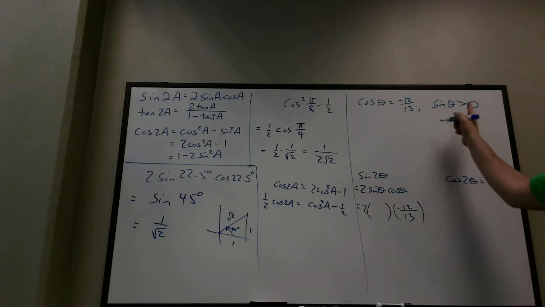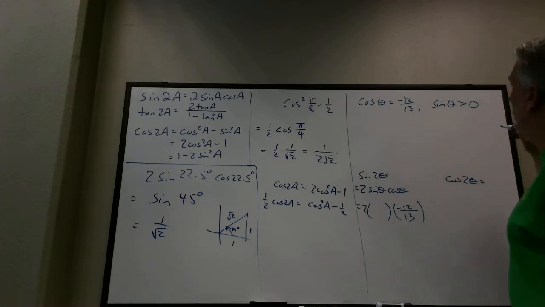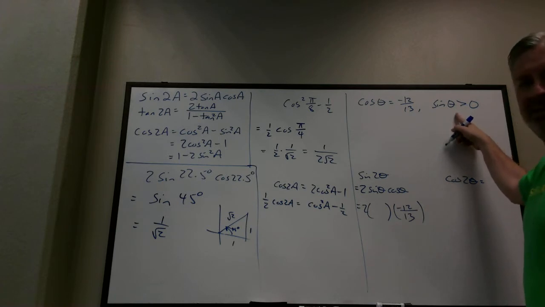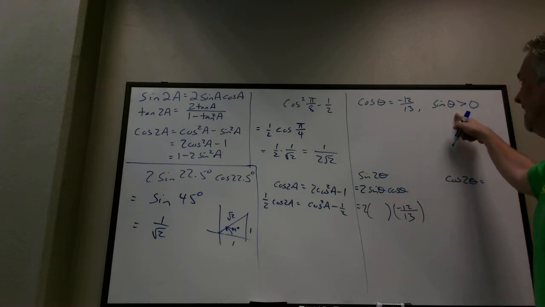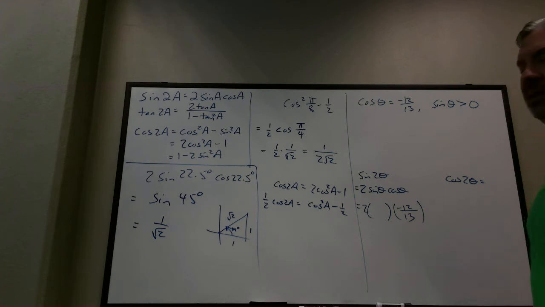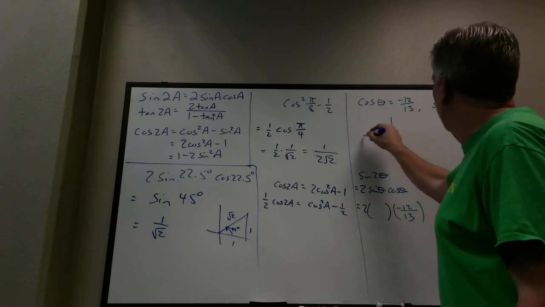But what can we do? This is enough information to sketch a picture of angle theta. All right, let's draw a triangle here. Well, where are we? Cosine is negative and sine is positive. With those two conditions, in which quadrant would theta have to be? The terminal side. Clearly it's not the first, because cosine's negative and every trig function's positive in the first. So what quadrant is this? This is in the second quadrant, isn't it?